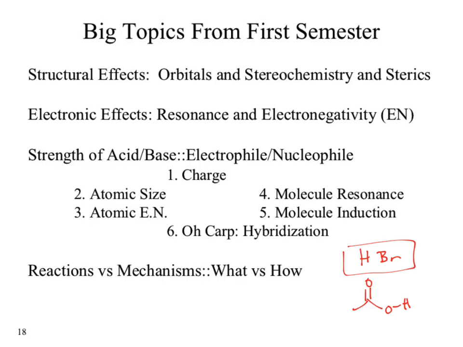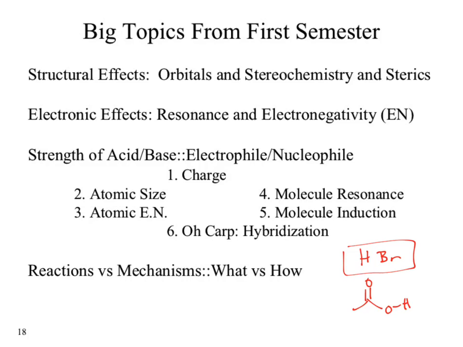So charge, size, electronegativity, resonance, induction, and hybridization. Hybridization is really just atomic electronegativity, but it is so nuanced and difficult to look at that it's usually the last thing we want to evaluate, which is why the ranking systems are there. So the first thing we want to look at is charge. When we compare hydrobromic acid to acetic acid, there is no charge.